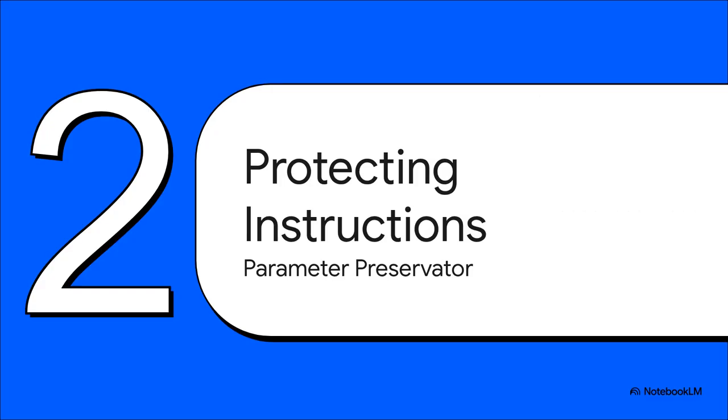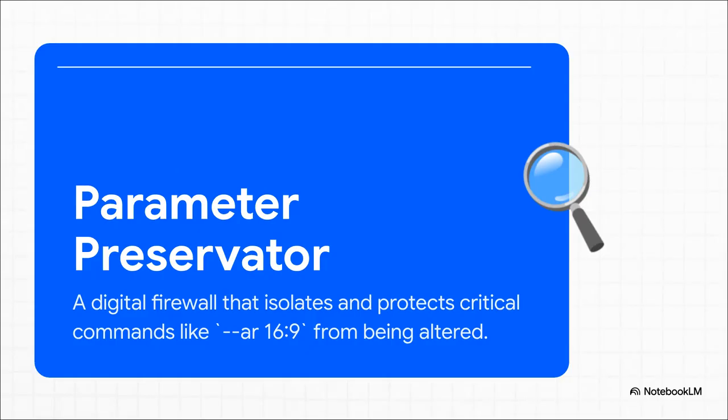Okay, so the system gets what your prompt is made of. Now what? Well, its next job is to play bodyguard for the most important parts, the commands that the AI absolutely, positively cannot ignore. The best way to think about the parameter preservador is like a firewall for your instructions. It finds those non-negotiable commands like an aspect ratio or a temperature setting and basically puts them in a digital vault where they can't be touched.